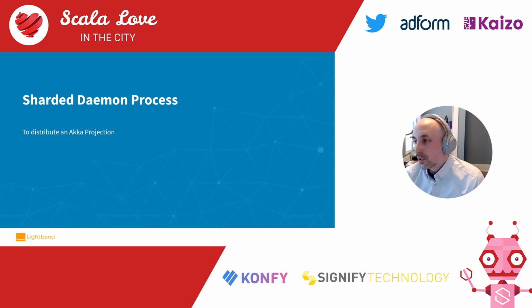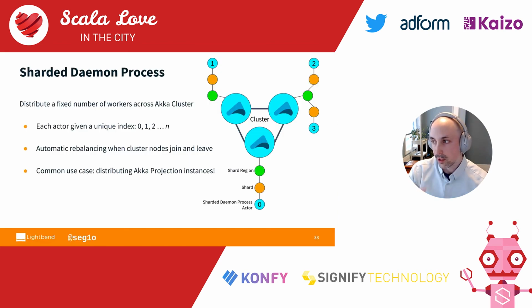The Sharded Daemon process is another net new feature. And I'm going to talk about this in the context of Akka Projections. A Sharded Daemon process allows us to distribute work evenly across a cluster. It uses cluster sharding to distribute a predefined number of worker actors across all of the cluster nodes. When a cluster node joins or leaves, a rebalance is going to occur and redistribute daemon process actors to remaining available nodes.